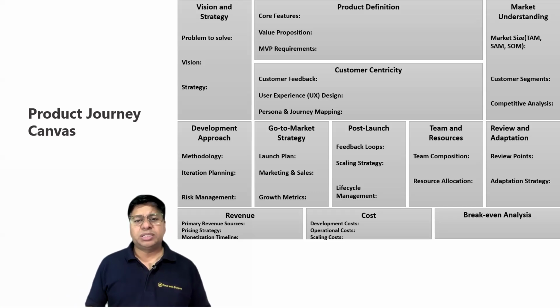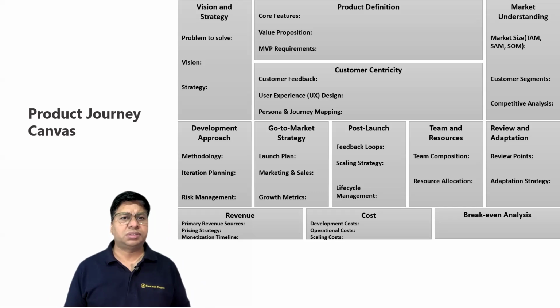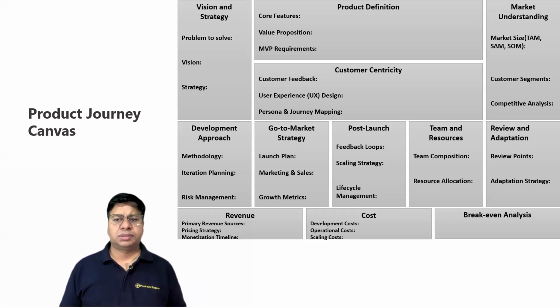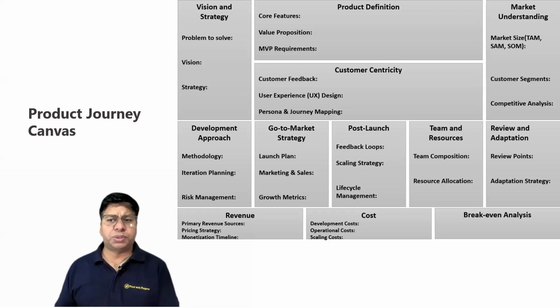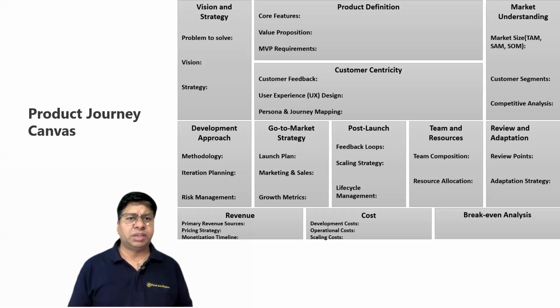Next is team and resources. What is the team composition? Who will be involved? What role will they be playing? What are the resources we are allocating? What are the tools, budget, roles? So all the resourcing things will come in this section.